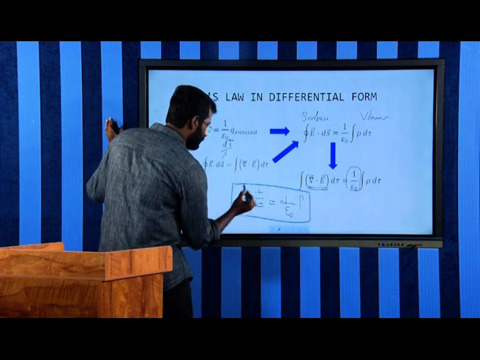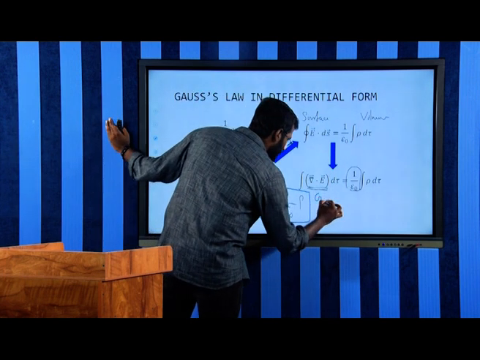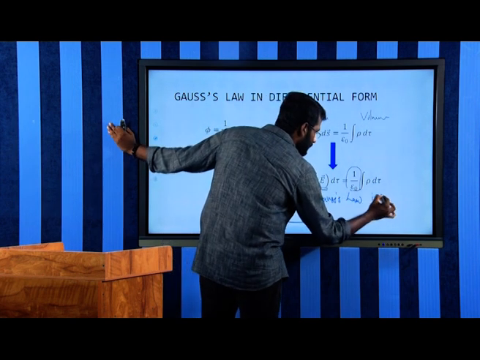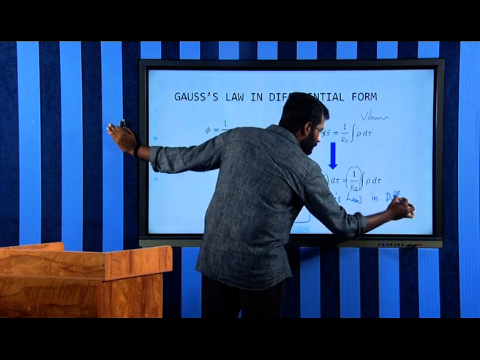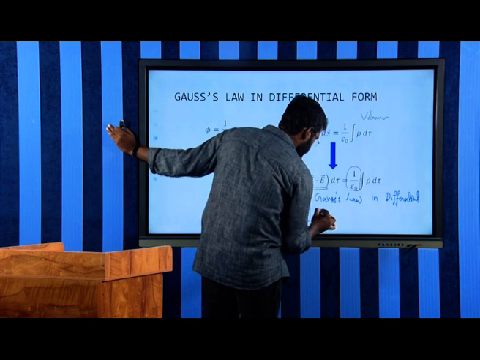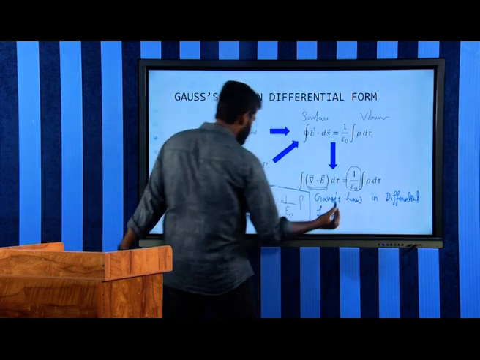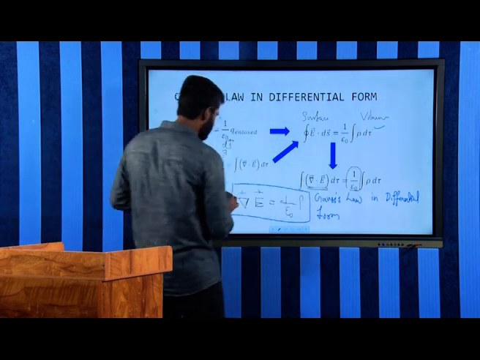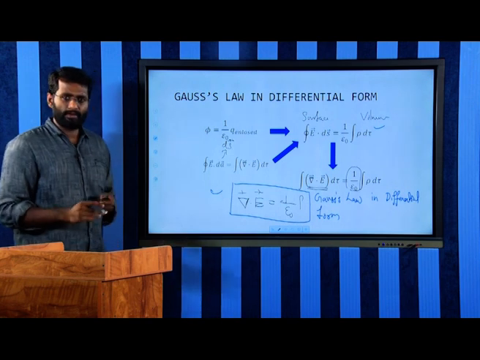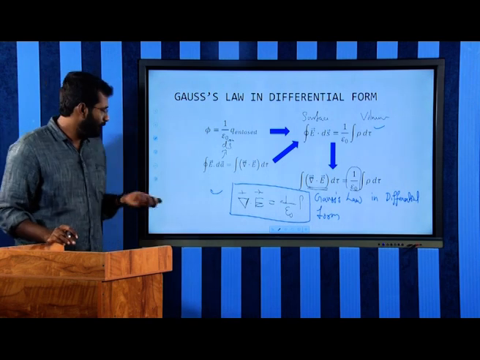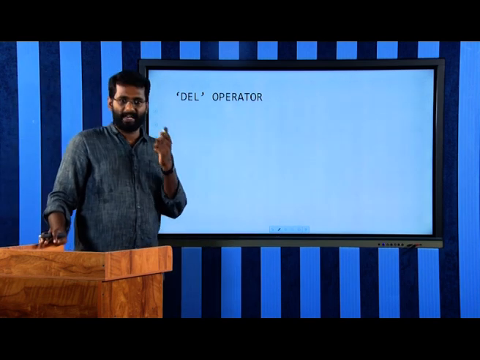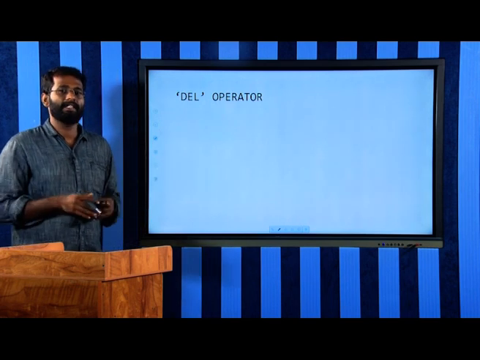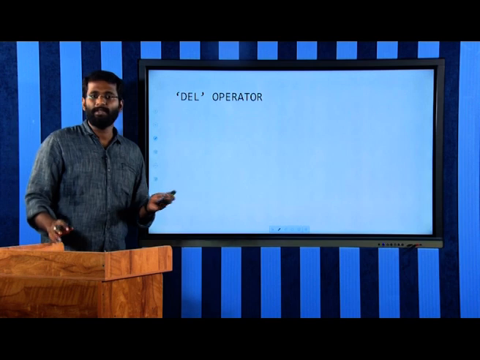So, this is what is called Gauss's law in differential form. Okay, that's about it. And now we have the integral form as well as the differential form. We introduced a new operator called del. There is a particular vector operator called the del operator. It acts on different quantities, and we will deal with it in later sessions. And that's all about this session, and thank you.